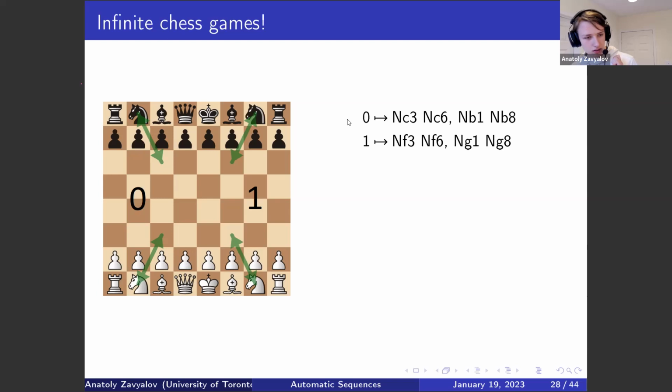Yes, the rule change actually happened after the proof. I'll get to that.